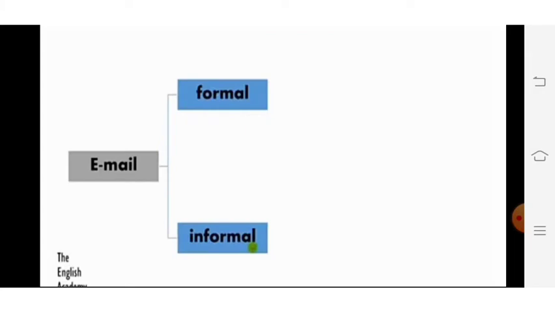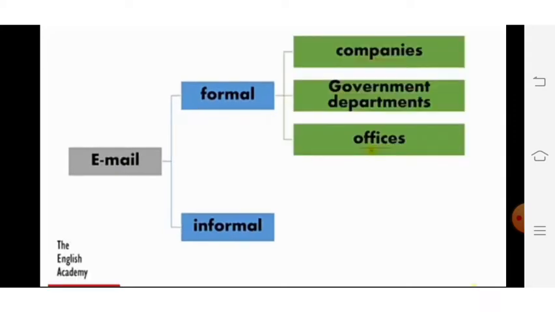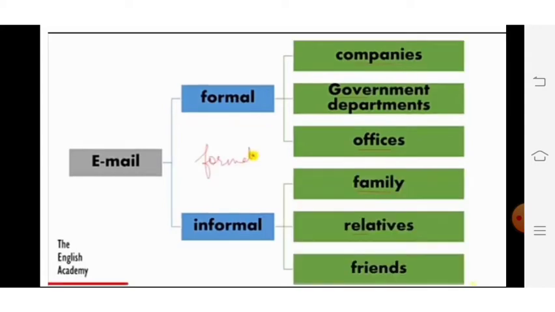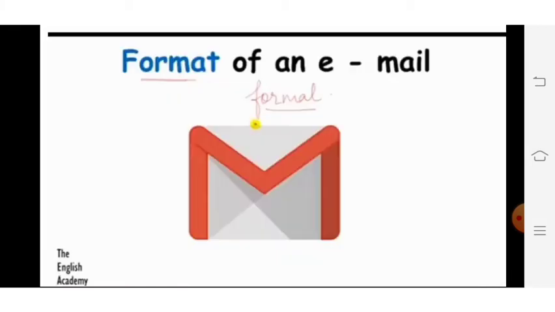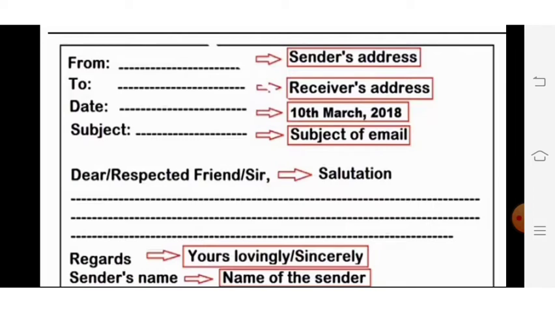Now see, emails are of two types, formal and informal, the way you have done your letters. Formal letters you write to companies, government departments, officers, and informal ones to your family, your relatives, your friends. So this should be very clear. The format of an email: see here. From means the sender, the person who is sending. To is the receiver's address, meaning the person who receives. So over here you will be using the address of the sender, from the person who is sending.